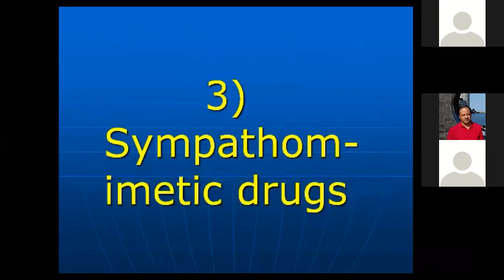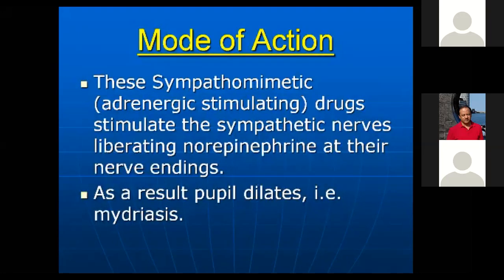Now, the third category of drugs acting on the pupil. We have already completed parasympathomimetic and parasympatholytic drugs, that is, drugs acting on the parasympathetic nervous system. Now, we are going to start drugs acting on the sympathetic nervous system. So, sympathomimetic drugs. They are also called adrenergic drugs.